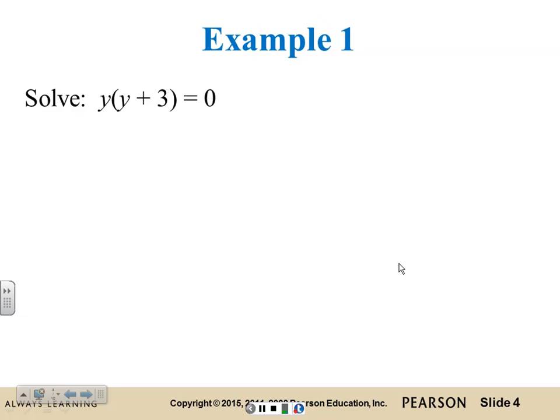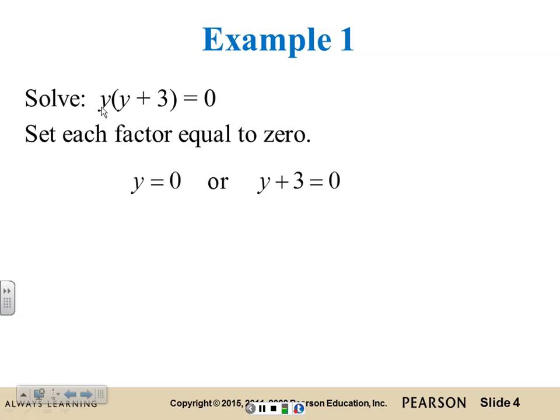Okay, so let's try this one. What we're going to do first is set each factor equal to 0. Notice we have these two factors: y times y plus 3 equals 0. You take your first factor of y, set it equal to 0, or we have y plus 3 equal to 0. Now y equals 0 is already solved for, so we know that 0 is one of our answers. We can also take this linear equation and subtract 3 from both sides and get negative 3. So your two answers are going to be 0 and negative 3, and then make sure you check to make sure you got the right answers.